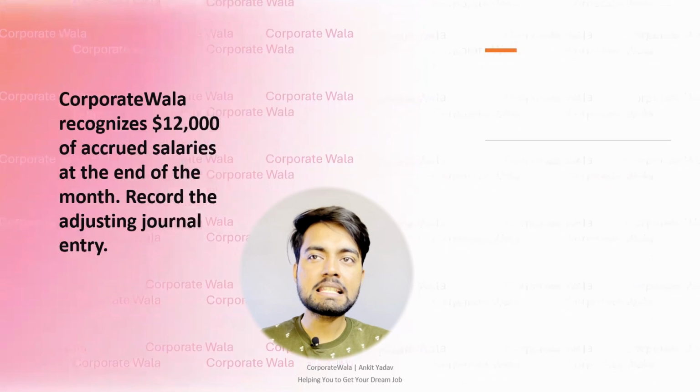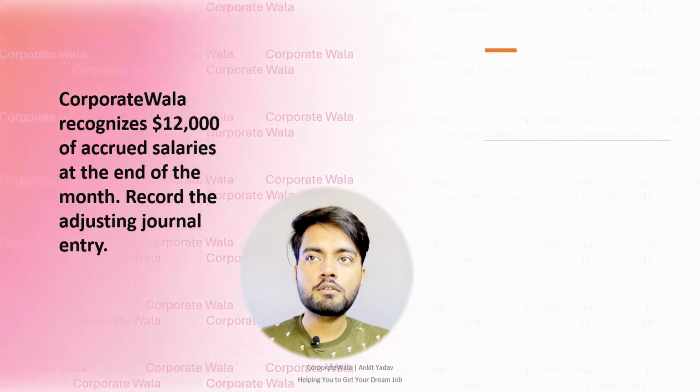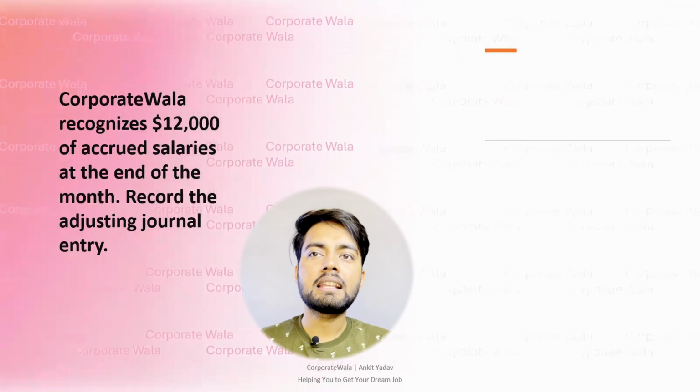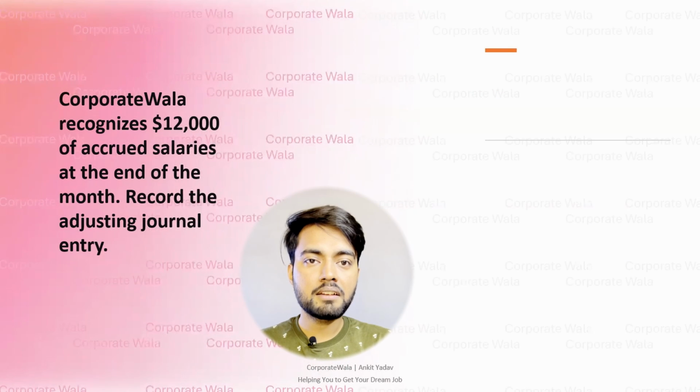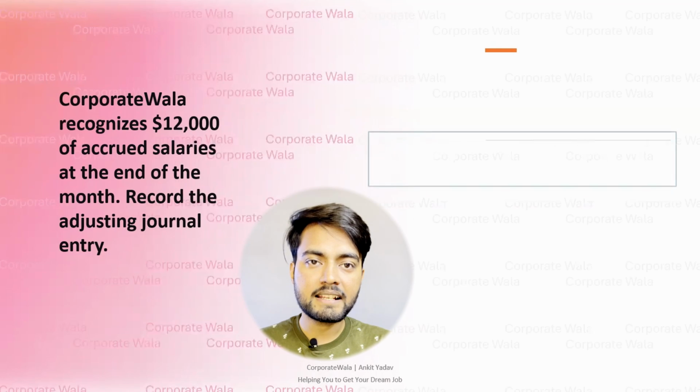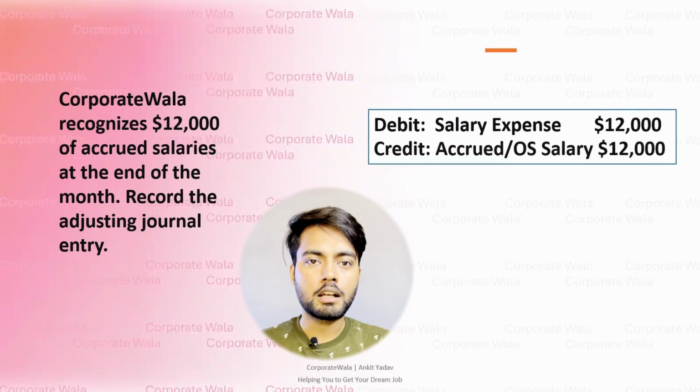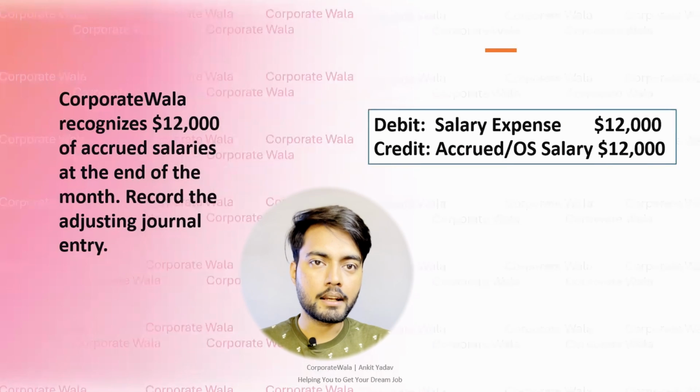Moving ahead, now let's talk about our next question, which is CorporateWala recognizes $12,000 of accrued salaries at the end of the month, and we need to book this adjustment entry. So whenever there is an expense which is recognized but we haven't paid it, it will generate a current liability for us. So what will be our journal entry in that case? We will debit the salary expense account and we will credit accounts payable, outstanding salary or accrued salary, whatever current liability you want to use, all those are correct.